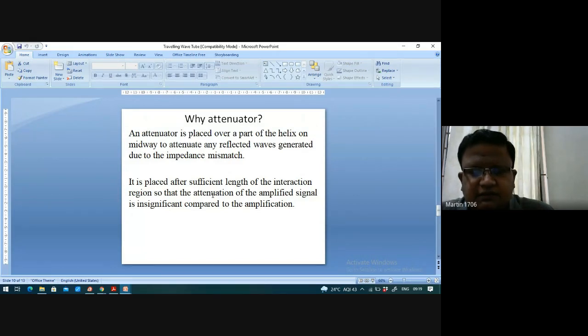It is placed after a sufficient length of the interaction region so that the attenuation of the amplified signal is insignificant compared to the amplification. This type of interaction will continuously happen. Even if that attenuation is there or mixes with your input signal, it is negligible when it gets amplified. Some minimum quantity of noise will be there. That is the point they are maybe telling here.